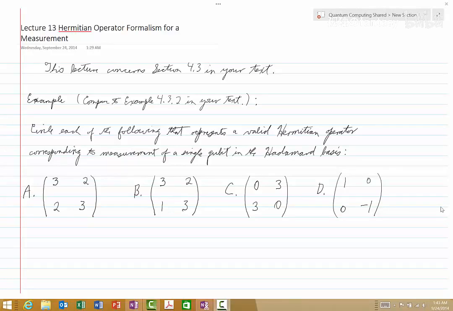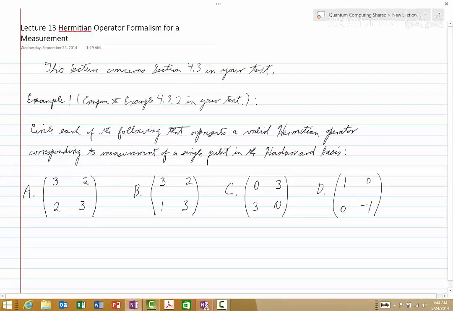Welcome to Lecture 13, in which we will discuss the Hermitian operator formalism for a measurement. This lecture is basically meant to help you better understand section 4.3. For this lecture, I'm going to give several example problems that will be very similar to the problems that will appear at the end of the lecture. And hopefully these example problems will help you to better understand the examples in section 4.3 of your text.